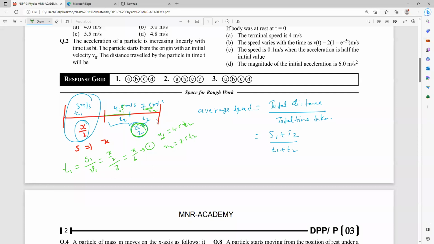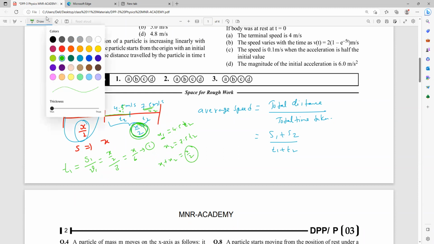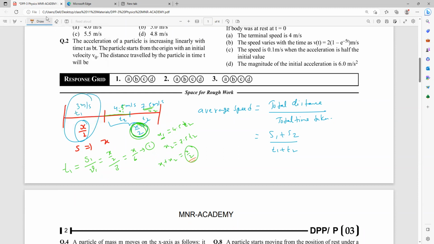So if you add both x1 plus x2, which is equal to x by 2. Is it right or wrong? Clear? Everybody? So x by 2 is equal to x1 value, 4.5 t2, plus x2 value, 7.5 t2.